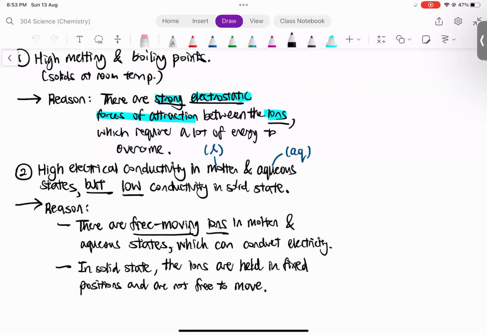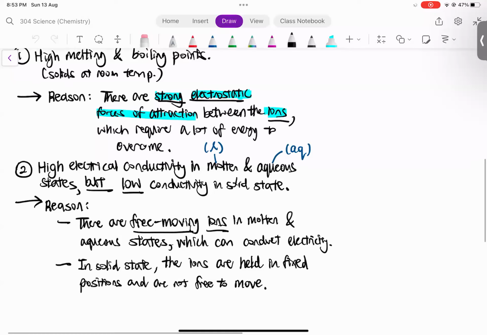Okay, so good. We have just gone through the physical properties of ionic compounds, namely that they have high melting and boiling points, and also in terms of electrical conductivity, ionic compounds do not conduct electricity in the solid state. However, they conduct electricity well in the molten and aqueous states. So the explanations and reasons for each property are very, very important. Please make sure you know it.